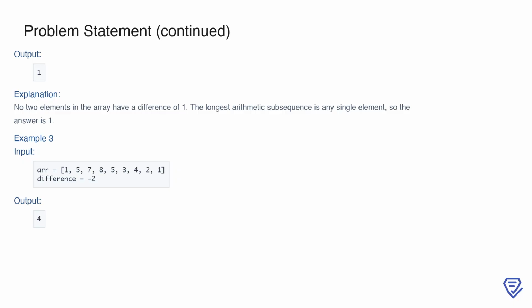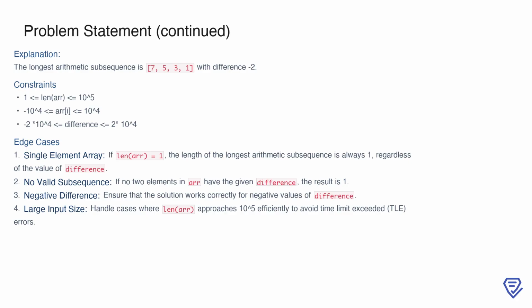This example highlights that the required subsequence doesn't have to include all elements of the array, and the order of elements in the subsequence must follow their original order in the array. To wrap up the problem statement, let's go over some important constraints and edge cases. First, the array can contain up to 100,000 elements, so the solution must be efficient to handle large input sizes without exceeding the time limit.